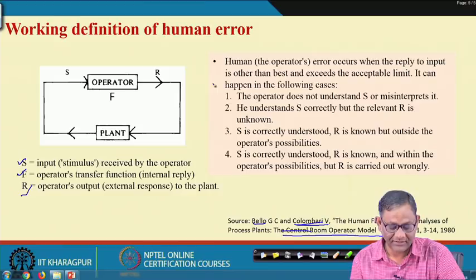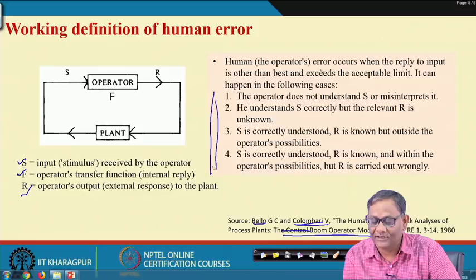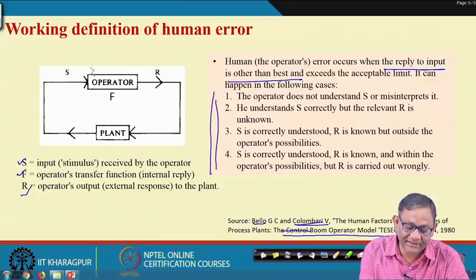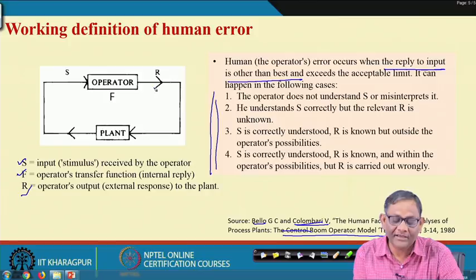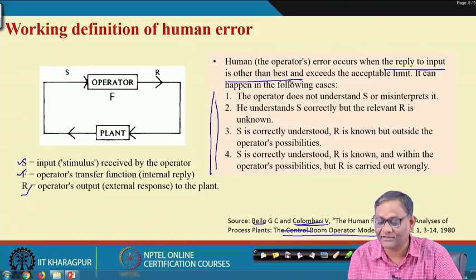With these three, they have given this kind of definition. Human error occurs when the reply to input is other than best, because when a stimulus is given there must be a response, and that response should be appropriate to the stimulus. There is a best response. So they are saying that a reply to input other than the best, exceeding the acceptable limit, can happen in the following cases.